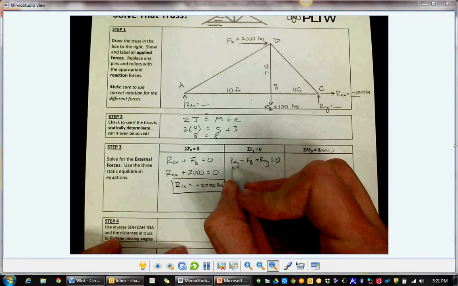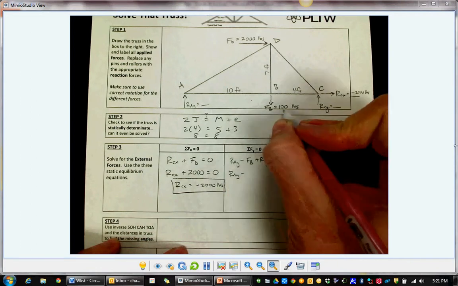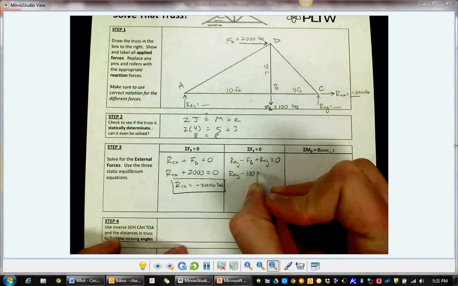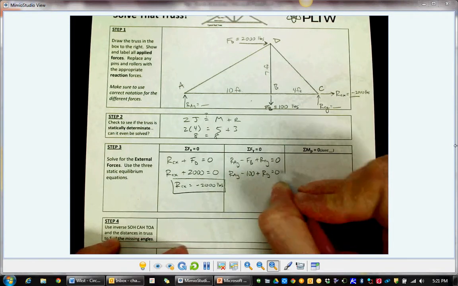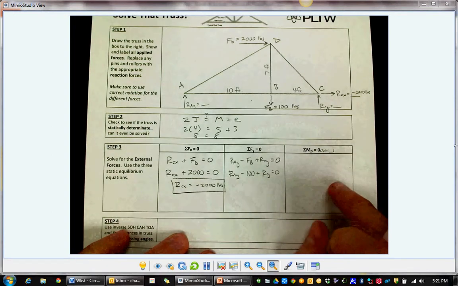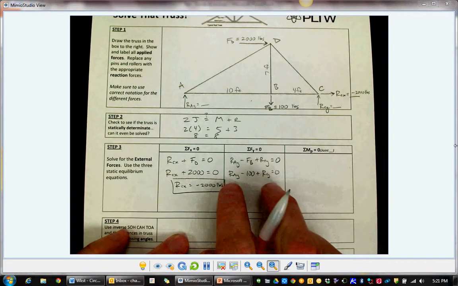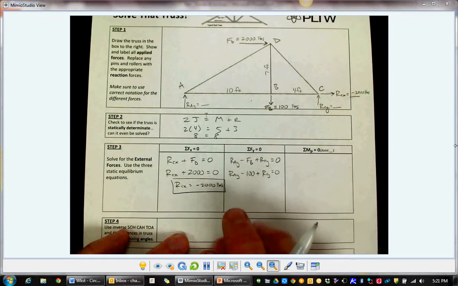Let's plug in what we know. We don't know RAY yet. We do know FB is 100 pounds. We don't know RCY yet either. So I have an equation with two unknowns. I can't solve that yet. I'm going to move on, do the third static equilibrium equation, and then come back, and I'll have found one of those two forces over here in the moments part. So I'll come back to this in just a moment.